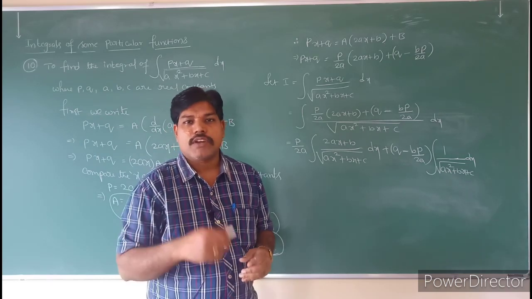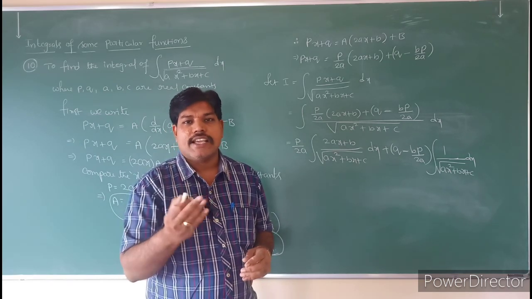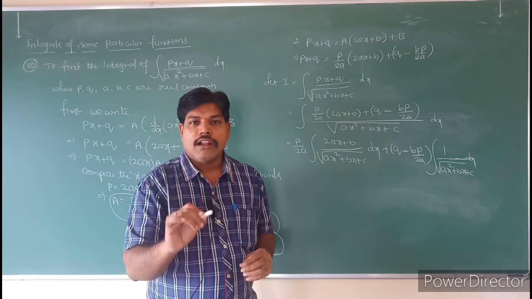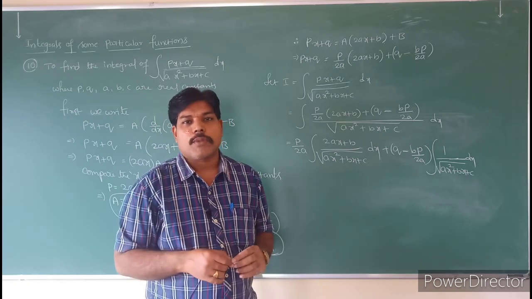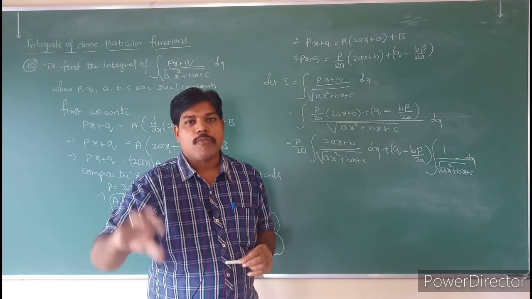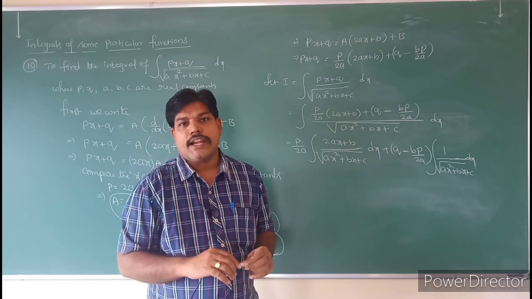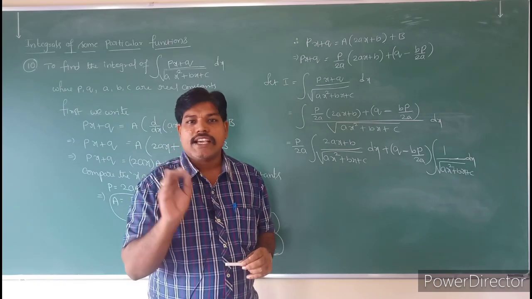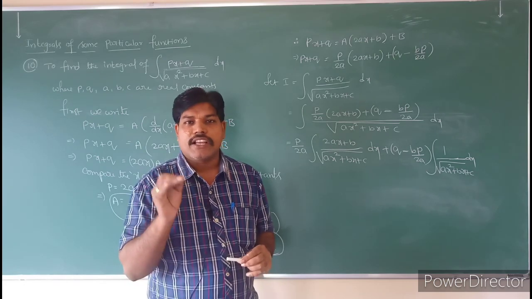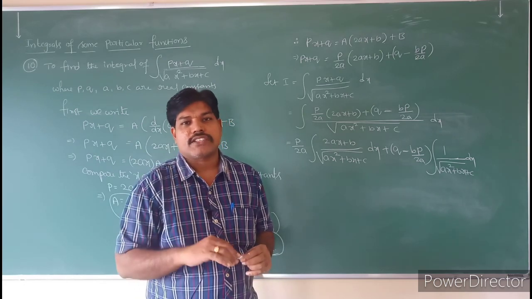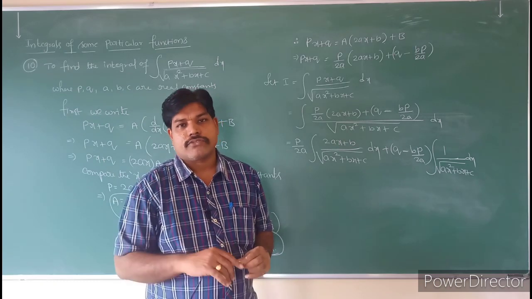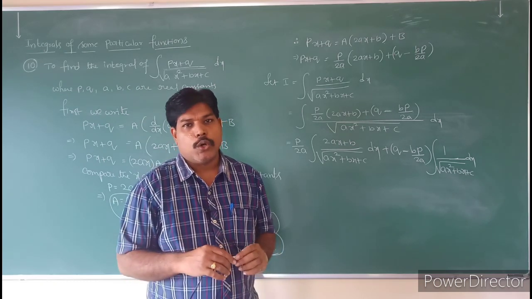Similarly, the eighth one is the integral dx by root of ax square plus bx plus c. If you follow the same method, at the end you will get the form of integral dx by root of x square minus a square, or integral dx by root of a square minus x square, or integral dx by root of x square plus a square. Then automatically you can apply the known formulas.